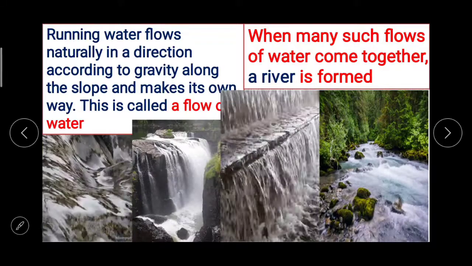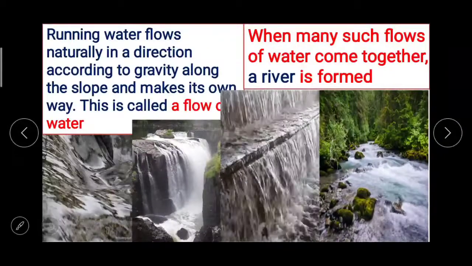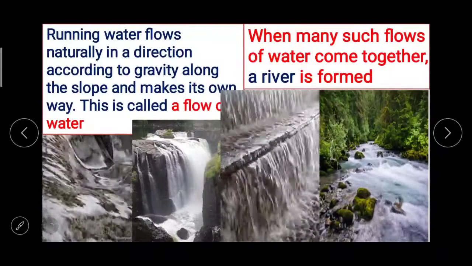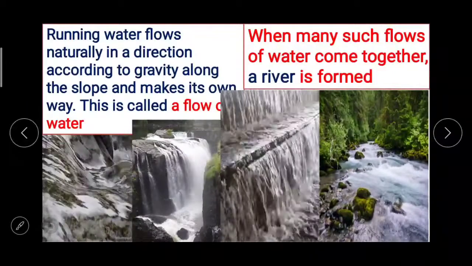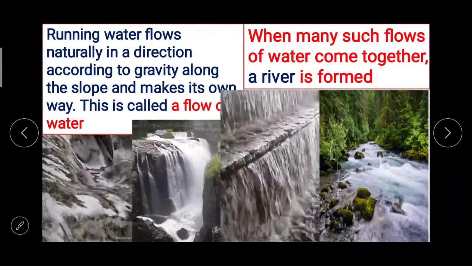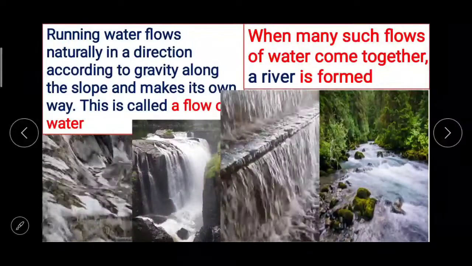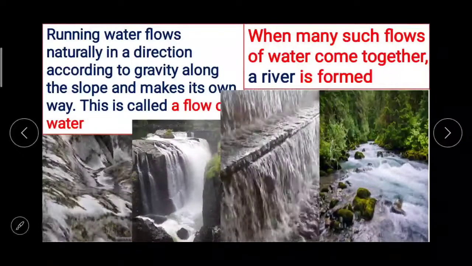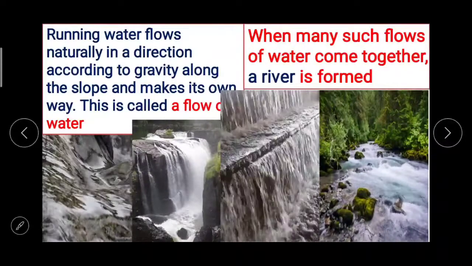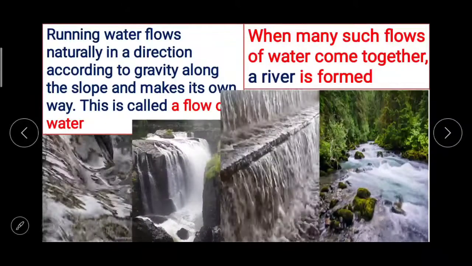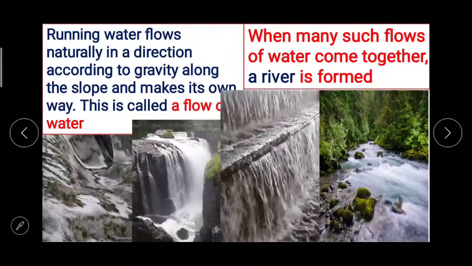So, the first thing, running water flows naturally in a direction according to gravity along the slope and makes its own way. Again I am repeating, running water flows naturally in a direction according to gravity, the slope, and makes its own way. This is called a flow of water. Now, when many such flows of water come together, a river is formed.